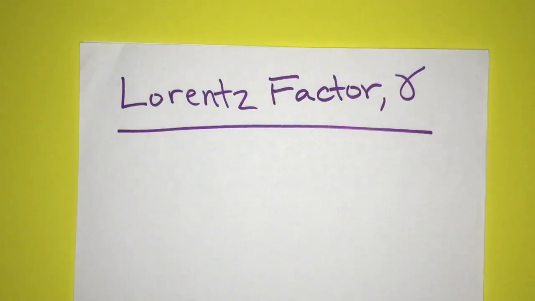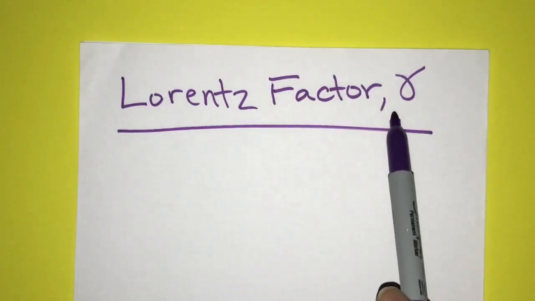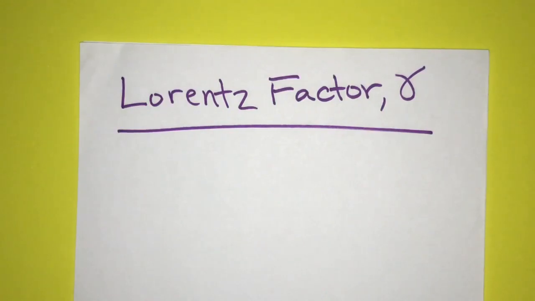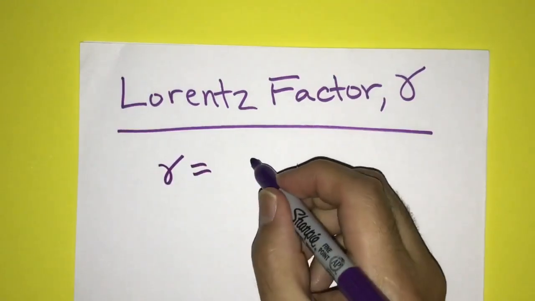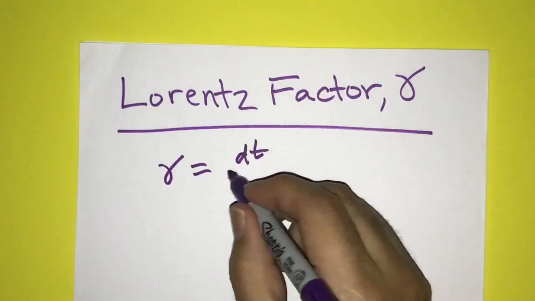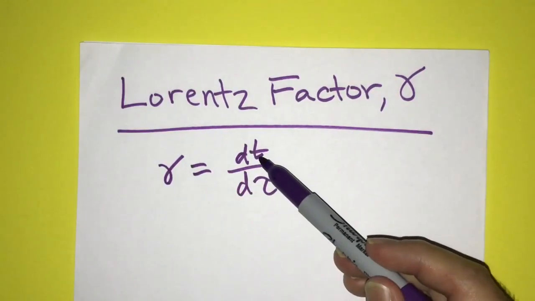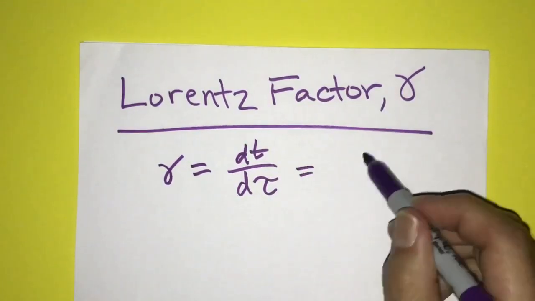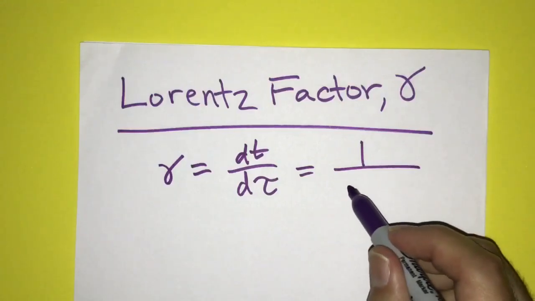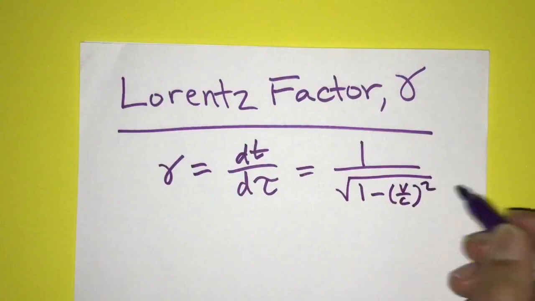Hello, in this video I'm going to be showing how we can calculate the Lorentz factor gamma using some calculus. Okay, so let's take a look at what gamma is by definition. So we got gamma is equal to dt over d tau. Okay, so this is the derivative of our time with respect to proper time. And this is 1 over the square root of 1 minus v over c squared.